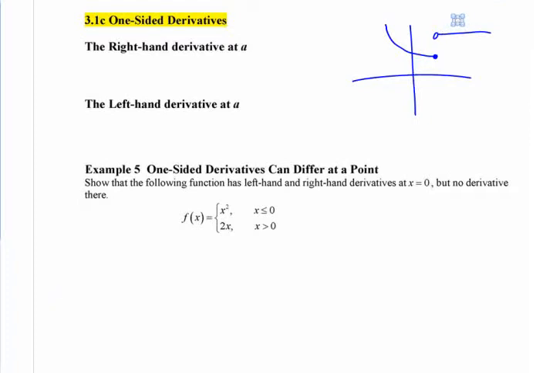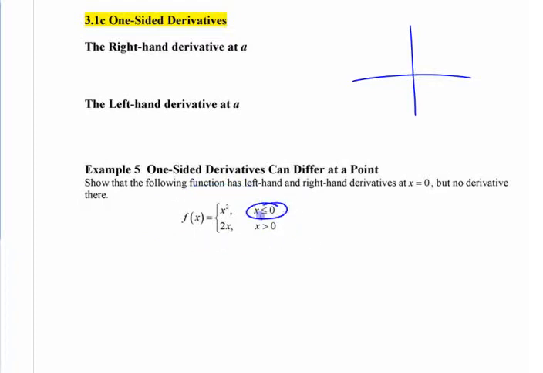It's going to be the same thing with derivatives. You can have one and two-sided derivatives. You can talk about the derivatives at a point not being the same from the left and the right. So the function that I'm giving you is this one to look at graphically first.